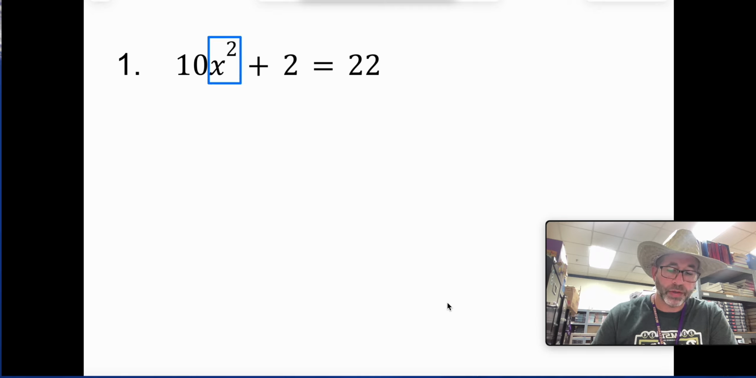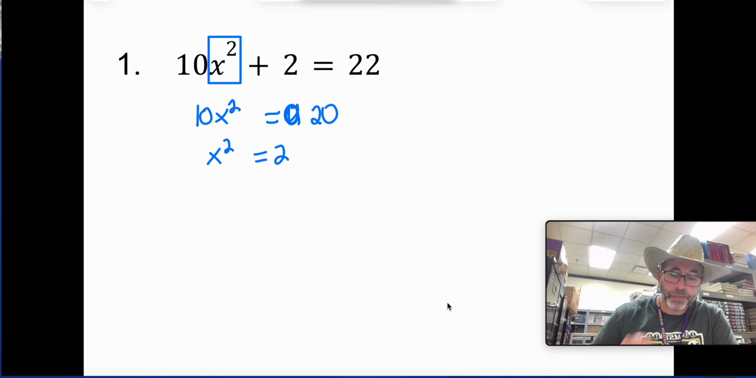Okay, no, what am I saying? 20. And then we divide by 10, we end up with a 2. If I take the square root of this is why we use the square root method. If we take the square root of this, what's going to happen is the square and the square roots are going to cancel each other out because they're inverse operations, and we're left with an x. And then we're left with the square root of 2.